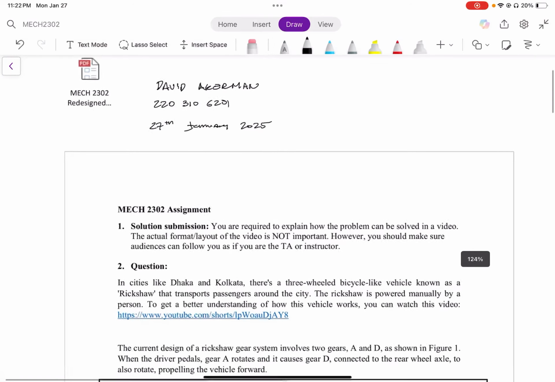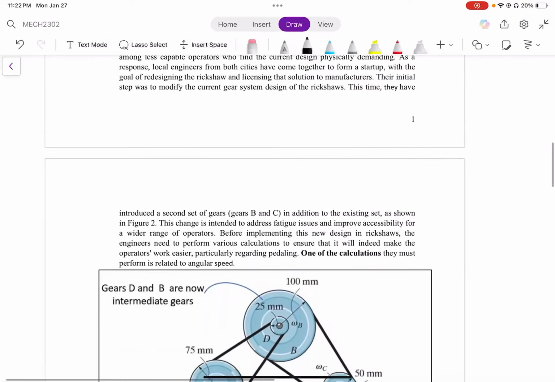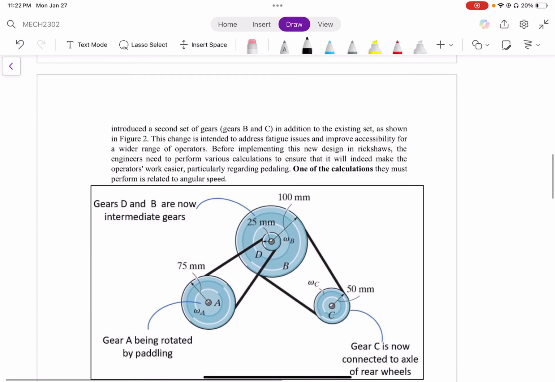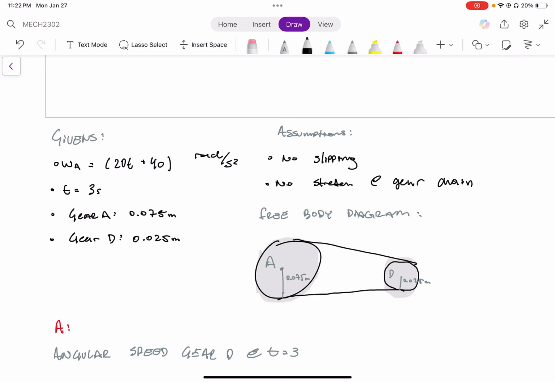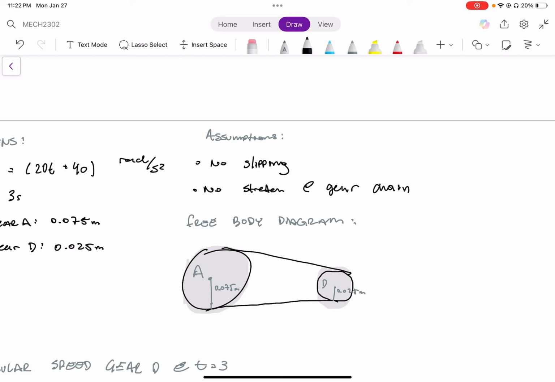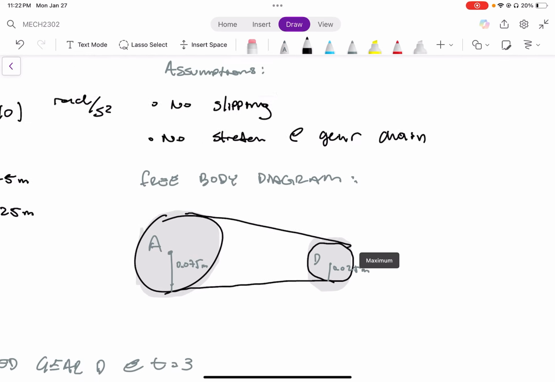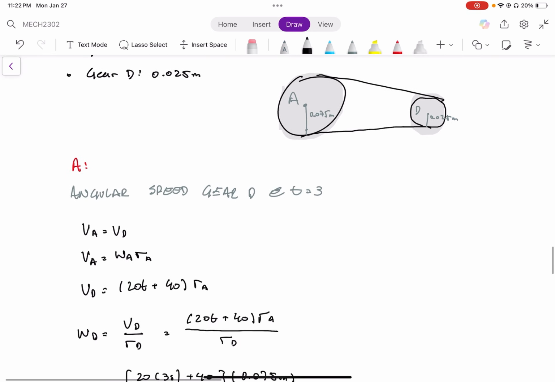So here is the problem and the diagrams, and now we're going to solve for part A. These are the givens: the gear diameters and the gear dimensions. The assumptions are that there's no slipping and no stretch in the gear chain. This is a free body diagram with the radii. For A, we're solving for the angular speed of gear D at time equals 3.